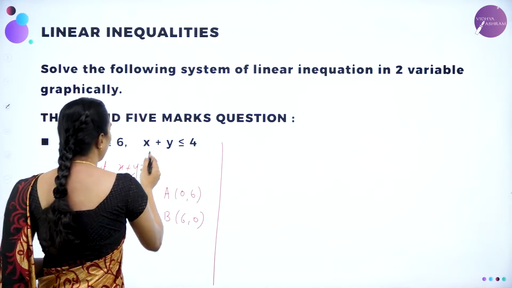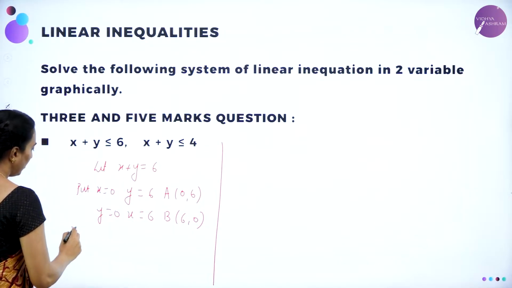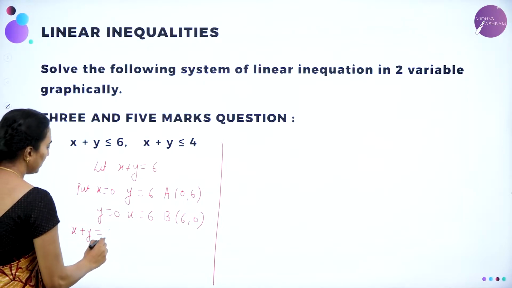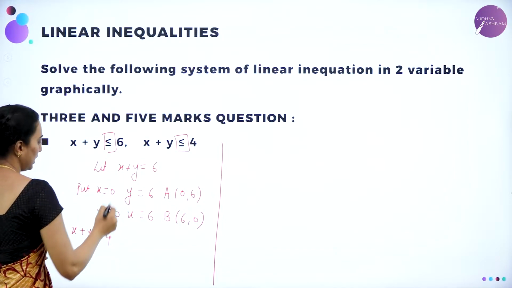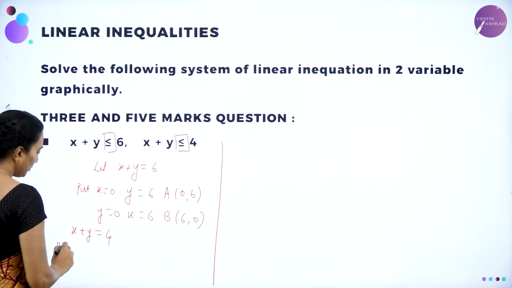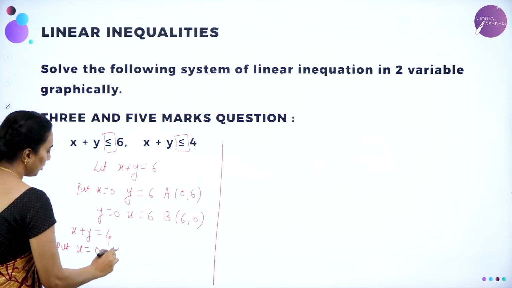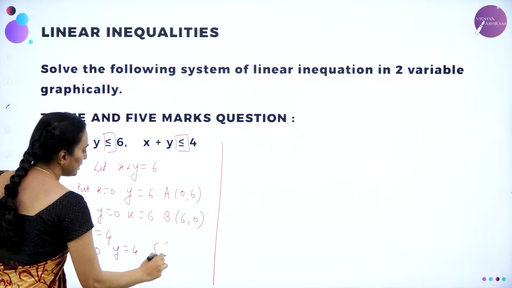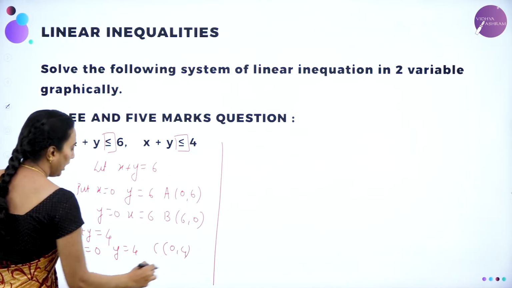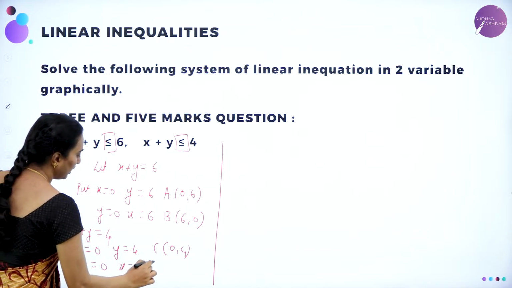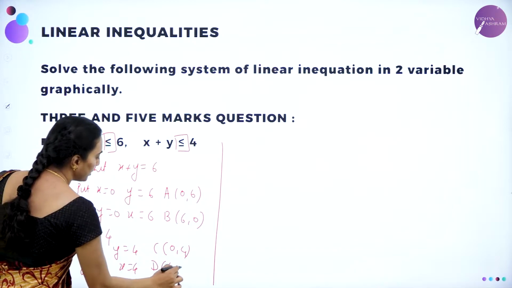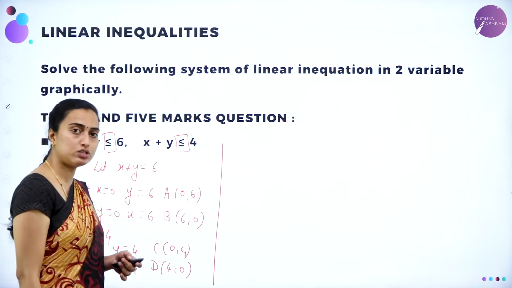Now let us go for x plus y is equal to 4. Whatever inequalities they have given, you are going to take the equal sign first. Now put x equal to 0 here. If you put x equal to 0, y is equal to 4. That is the point C of 0, 4. And then if you put y equal to 0, you are getting x is equal to 4. That is the point D of 4, 0. I hope you understood this one.